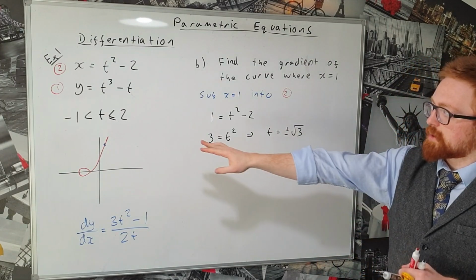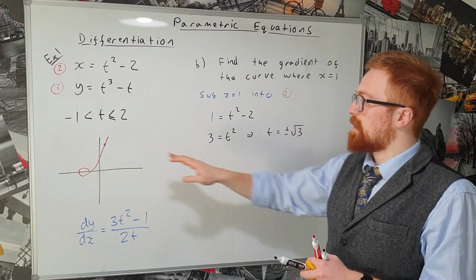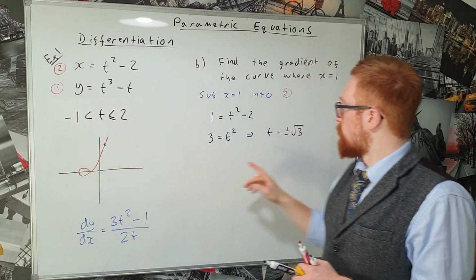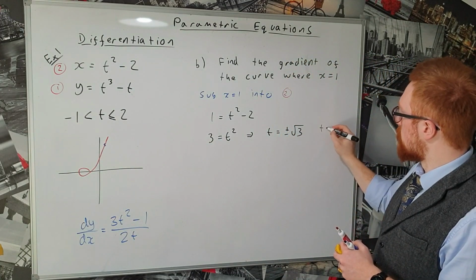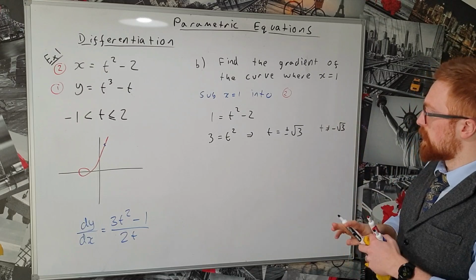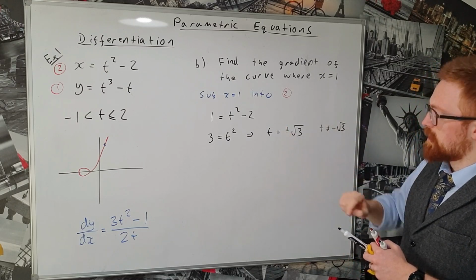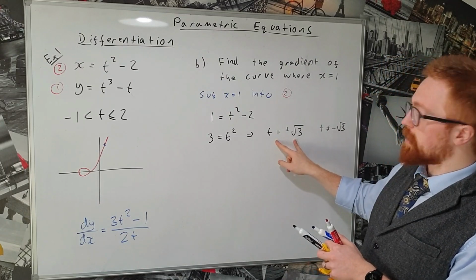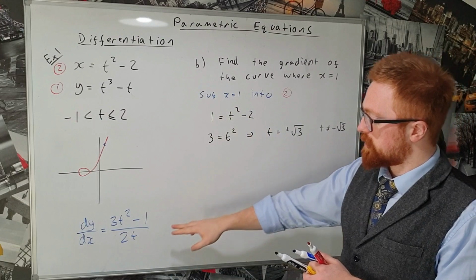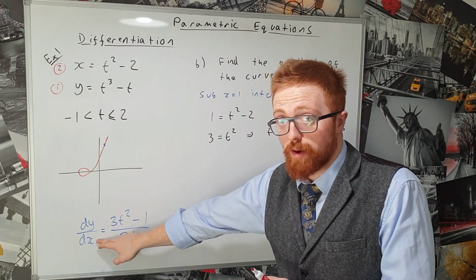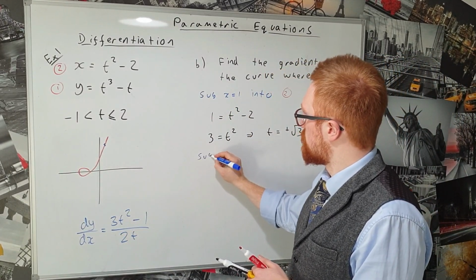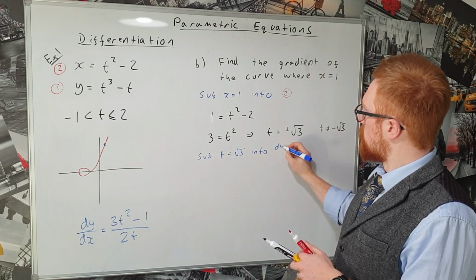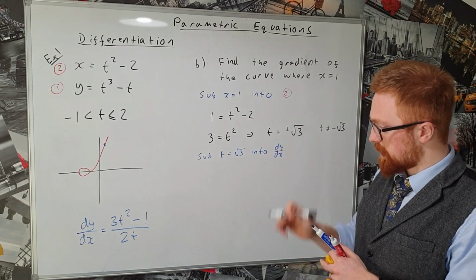Now we just need to have a quick look to make sure that both values of t are valid. And it turns out that actually, because t has to be bigger than negative 1, t can't be equal to negative root 3. So actually t is just equal to the positive value of root 3. So now, because we know what t value we're after, we can substitute our value of t to find our gradient function. So sub t equals root 3 into dy dx.